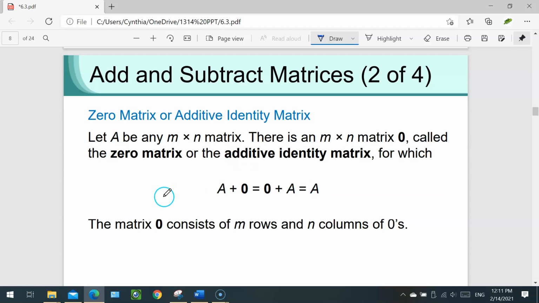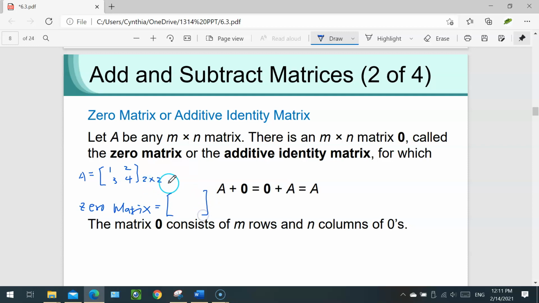For example, matrix A, I give a 2 by 2: 1, 2, 3, 4. This is a 2 by 2. Now a zero matrix, in order to combine with the matrix A, it must have the same dimension as well, which is 2 by 2. Otherwise, these two matrices cannot combine. Now, a 2 by 2 zero matrix will be 0, 0, 0, 0.